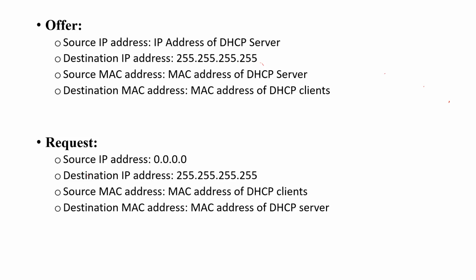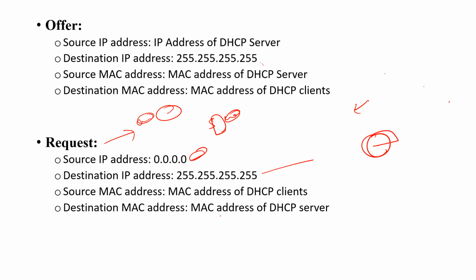Then the client accepts the IP address. While accepting, the source IP address is nothing, because the mobile is not assigned any IP address yet. It is just accepting it. Once the DHCP server confirms, only then will the IP address be assigned to the mobile. The destination IP address is again a broadcast. The source MAC and destination MAC are known now, because the client got the response from the DHCP server and stored its MAC address. This is what happens in the request message.